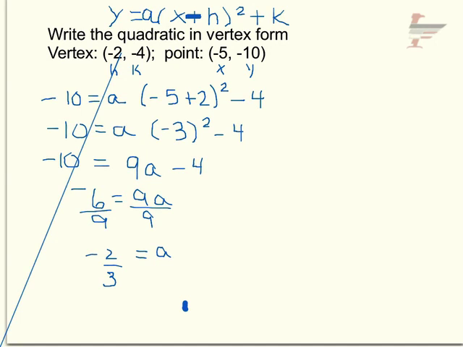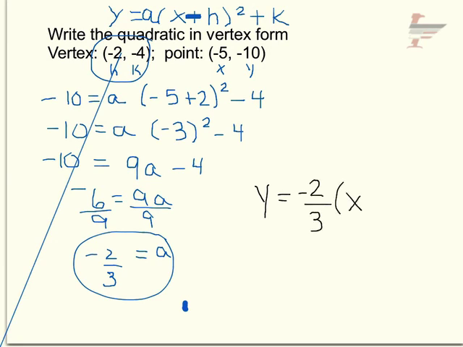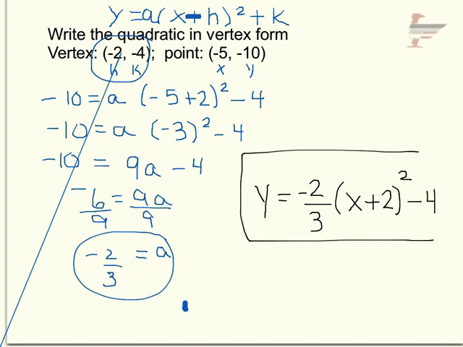So I now know a, and I know h and k, and that's everything I need to know to fill in my final answer. So y equals a times quantity x minus h, so plus 2 squared, plus k, which is minus 4. And there's our quadratic in vertex form.